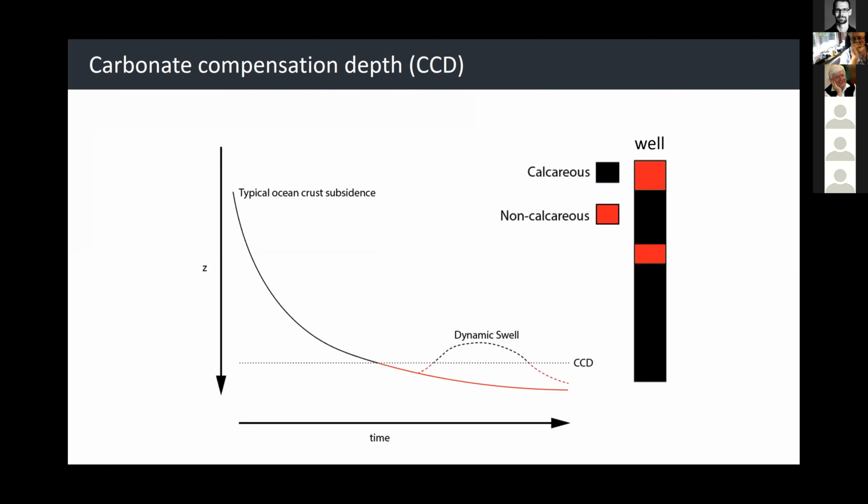Now, a dynamic swell would do the following with our ocean floor. A dynamic swell related to the Afar plume, for example, may lift our ocean floor up above the CCD, resulting in different calcareous and non-calcareous patterns in our well. So you see that example towards the right. When the ocean floor is at shallow depth, there may be a calcareous deposition. At one point in time, the ocean floor may sink below the CCD, resulting in non-calcareous deposition. The dynamic swell may temporarily lift up the ocean floor above the CCD and result again in calcareous deposition.